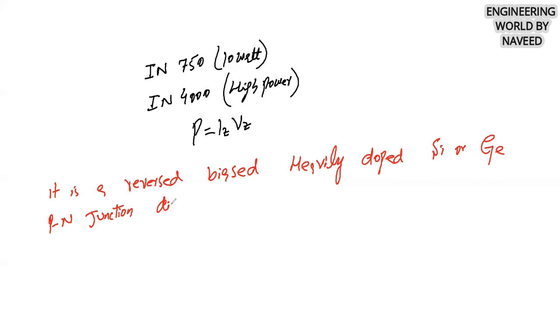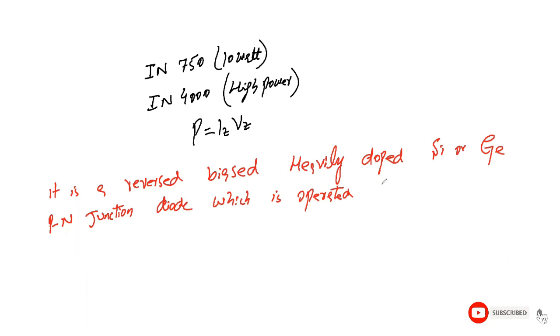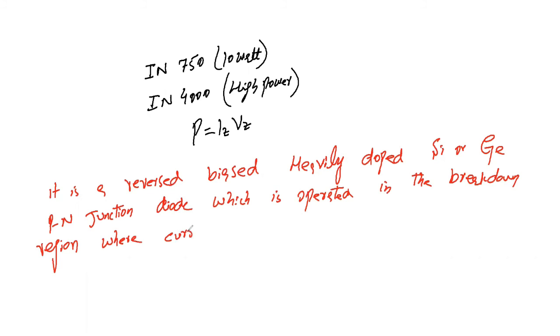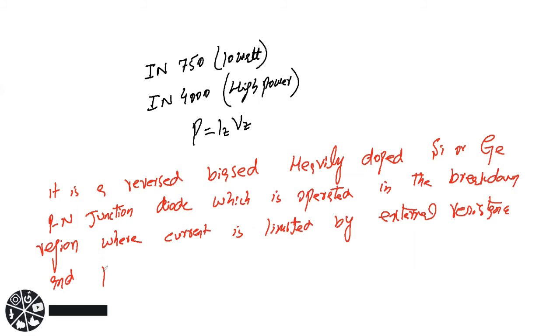PN junction diode, which is operated in the breakdown region where the current is limited by external resistance and power dissipation of the diode. So this will be the definition of Zener diode. You can define the Zener diode using this definition.